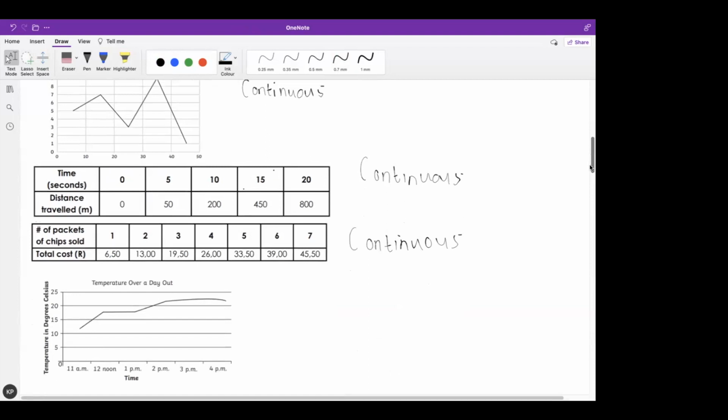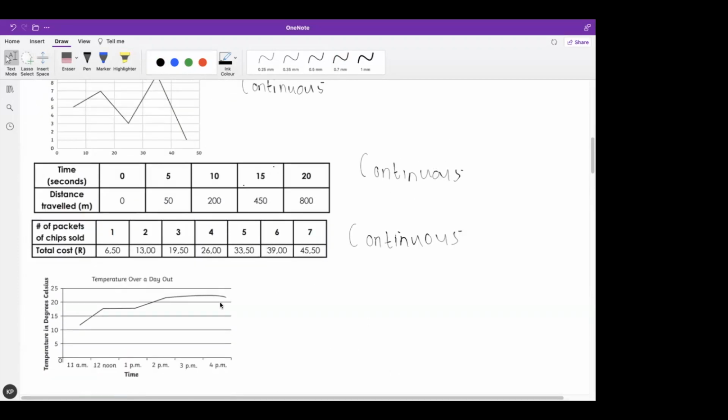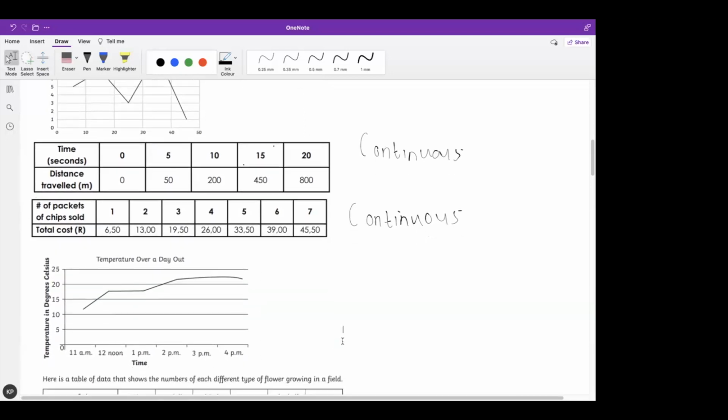Okay, if we can show you this graph, there we go. This graph measures temperature over a day. Ooh, so we're measuring temperature. Of course, I'm going to give you a clue. Is this continuous or discrete data? Think about temperature. Does temperature only come as whole numbers? Can temperature have decimals? What type of data do you think we're working with here?